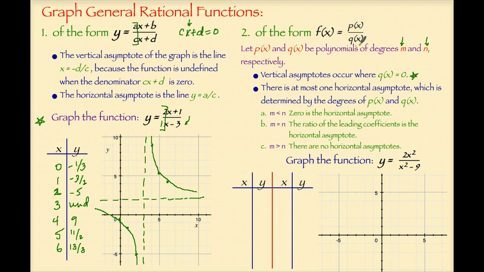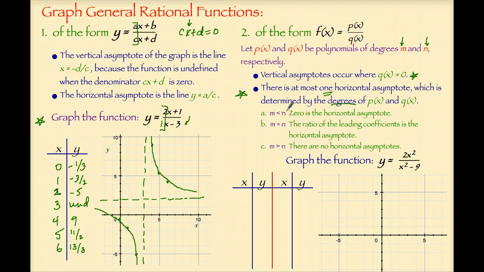Where this denominator equals 0 is where we're going to have our vertical asymptotes. However, this gets a little bit more complex as far as determining horizontal asymptotes. There is at most one horizontal asymptote. It's determined by the degrees of p of x and q of x. Now remember, m and n represent the degrees of polynomials p of x and q of x.